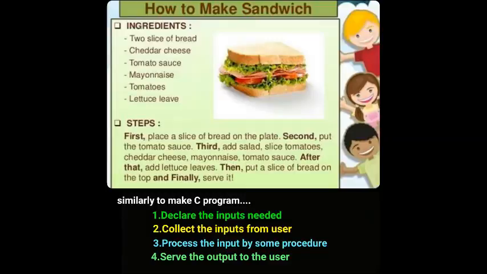Like the C program, what are the main four components you have to do? The main four things you have to do are: declare the inputs which you need, and collect the inputs from the user. Third, after collecting the input values from the user, you have to process the input by some procedure which is given in your program. After that, you have to serve the output to the user. To serve the output to the user, we need a printf function. To collect the input from the user, we need a scanf function. And to declare the variables, we need to declare the values.